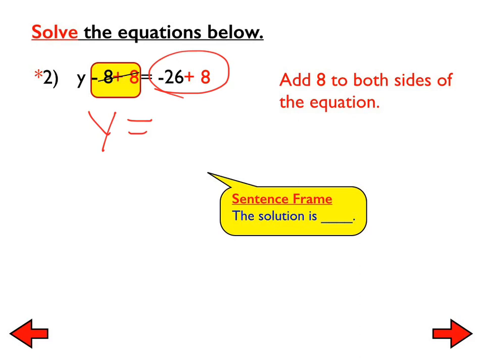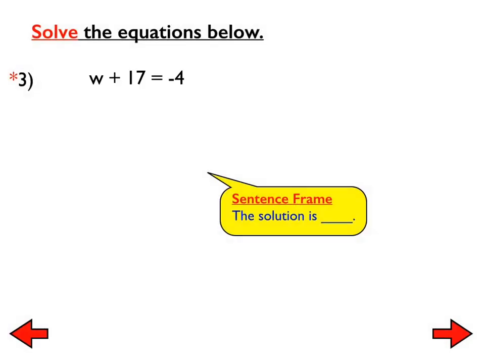And we're at a point where most of you can do that quickly in your head. So what is negative 26 plus 8? Negative 18. All right, so here's how we state our answer. The solution is y equals negative 18. We added 8 to both sides because that was the opposite or the inverse operation, and we got our solution of y equals negative 18.